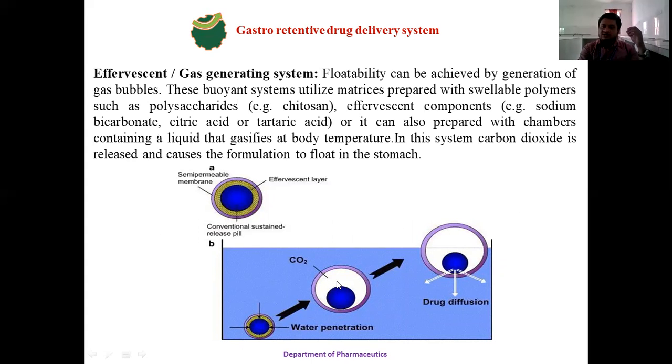Because there is a generation of carbon dioxide, the gas will be generated inside, so the system will swell. Then it will float. It is the same as a balloon: when we insert air into it, it will not sink in the water, it will always try to float.